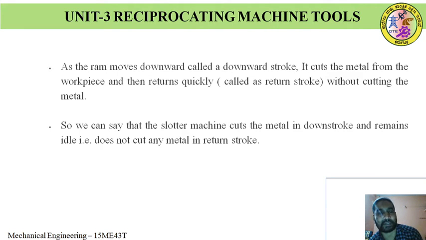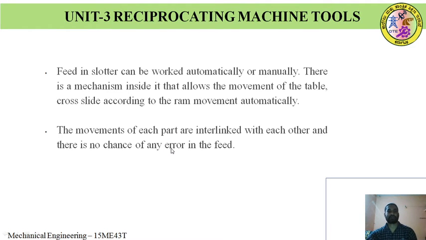In a similar way, in a slotter, the downward movement is the cutting stroke, in which the cutting action takes place slowly, and the return stroke or upward stroke is the idle stroke, in which no metal cutting action takes place, so it has to happen quickly. That's why it is also called a quick return motion mechanism. So we can say that the slotting machine cuts the metal in the downstroke and remains idle, not cutting any metal, in the return stroke.